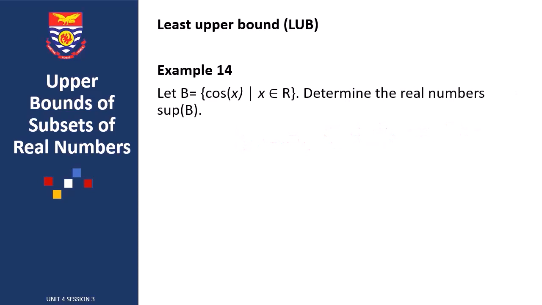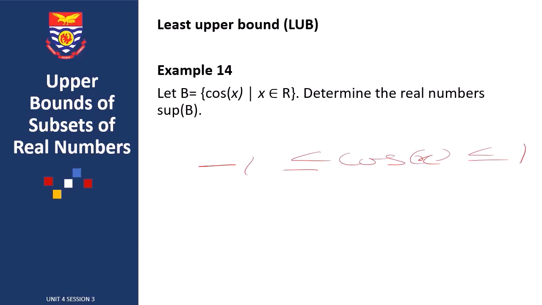So we are looking at the next example. Let B equal cos x, where x is a real number. You want to determine the real number sup of B. Okay, so you can note that cos gives the values of cosine of angles or real numbers, and I think you agree with that. And what is the range of cos? The range is -1 is less than or equal to cos x, and at the same time less than or equal to 1. So this is the range.